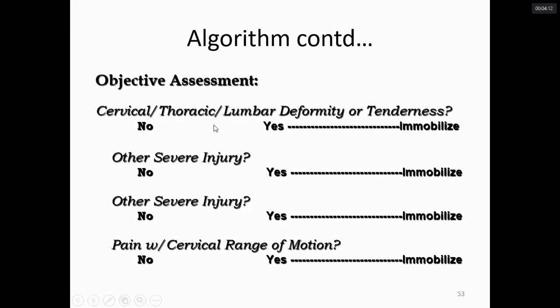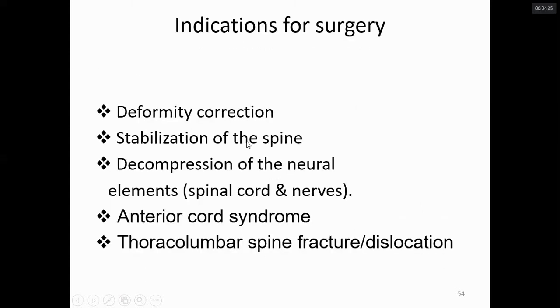Now, for objective assessment, for cervical, thoracic, lumbar deformity or tenderness, if present, you have to go for immobilization. Other severe injuries, if present, immobilize. If not, not necessary. Okay. If there is pain or cervical range of motion is decreased, then you have to go for immobilization.